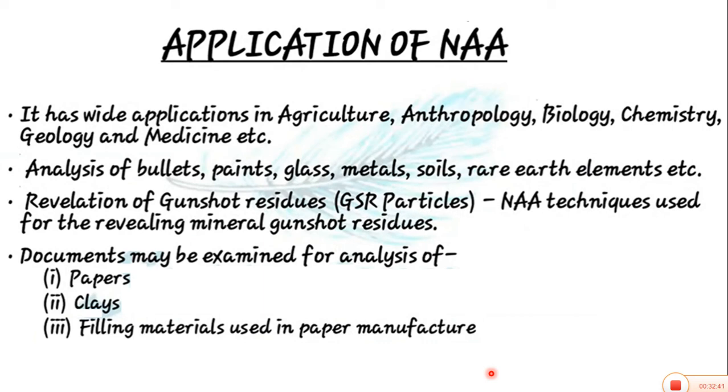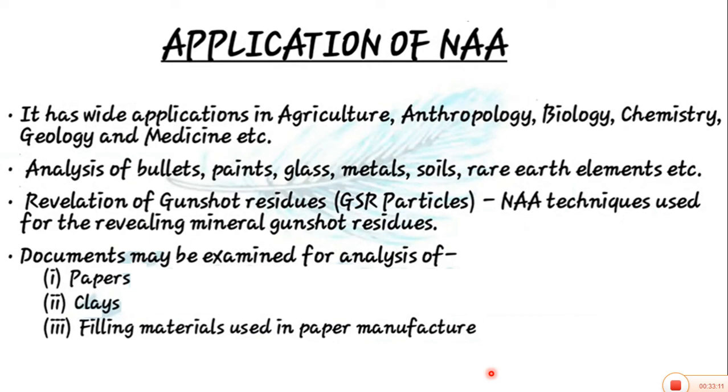Now, what are the applications? Neutron activation analysis has a wide range of applications in agriculture, anthropology, biology, chemistry, geology, medicine and forensic sciences. In which sector do you think the application of neutron activation is possible? Analysis of bullets, paints, glass, metal, soils, rare earth elements, etc.